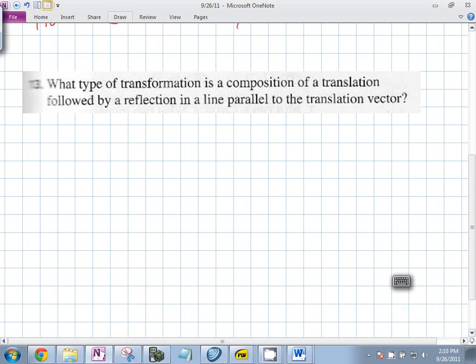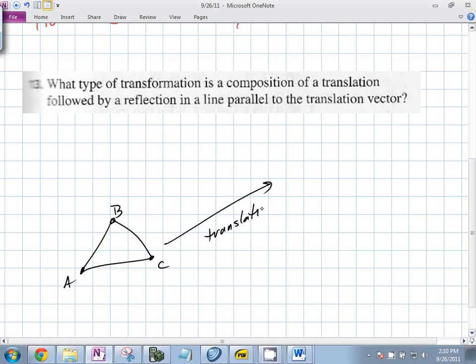What's the first transformation? It's a translation. So what does translation mean? Moves. It just moves in a what? A curve? In a straight line. So we're translating it along a straight line. And then it says, followed by a reflection in a line parallel to the translation vector.